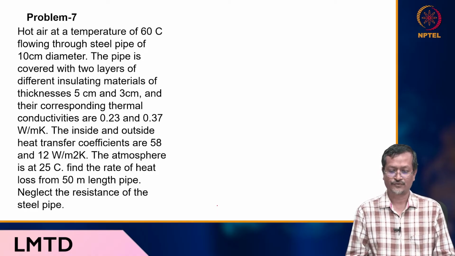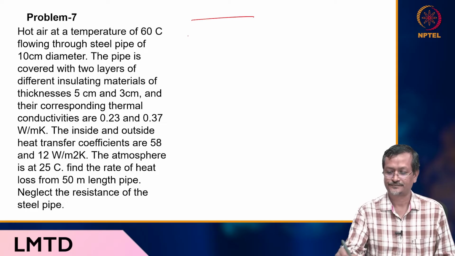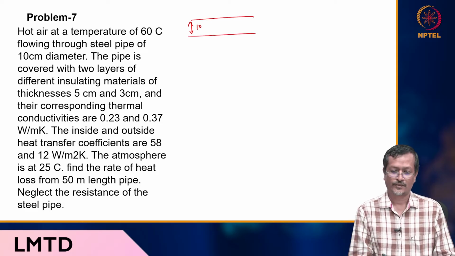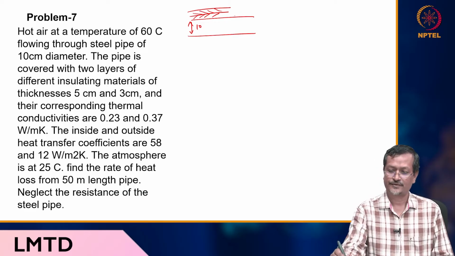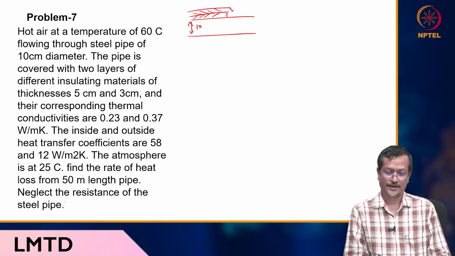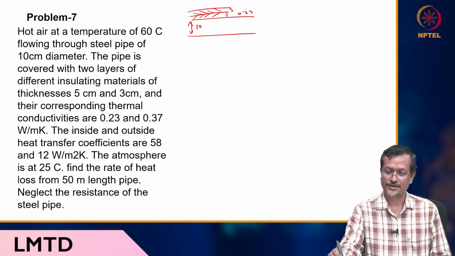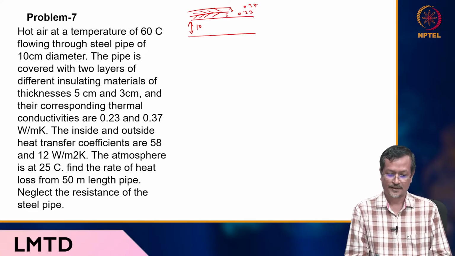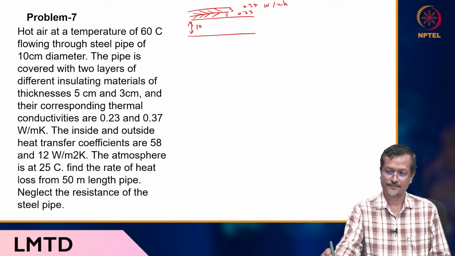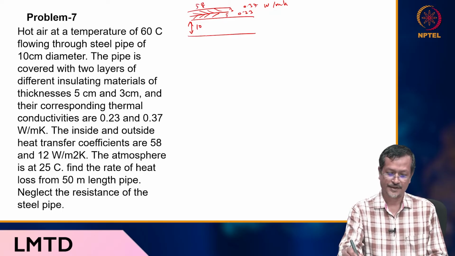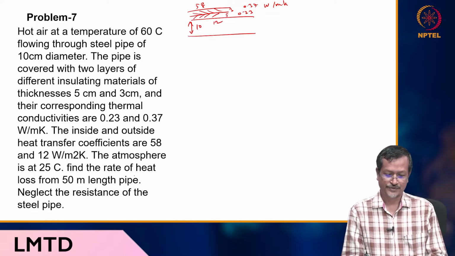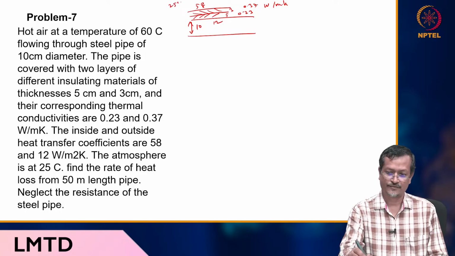So hot air at temperature 60 degrees flowing through steel pipe 10 centimeter diameter. The pipe is covered with 2 layers of different insulating material, of thickness 5 and 3 centimeter, and corresponding thermal conductivity 0.23, 0.37 watt per meter K. The inside and outside heat transfer coefficients are 58, 12. The atmosphere is at 25 degrees centigrade temperature.